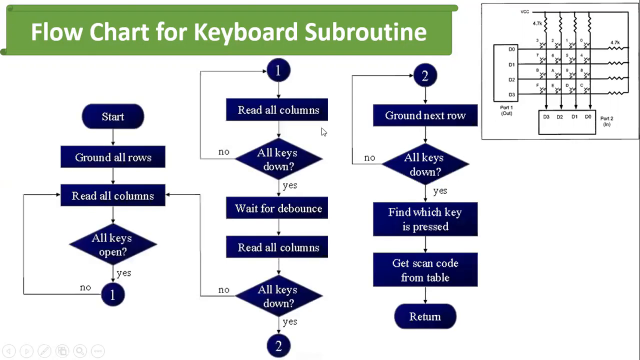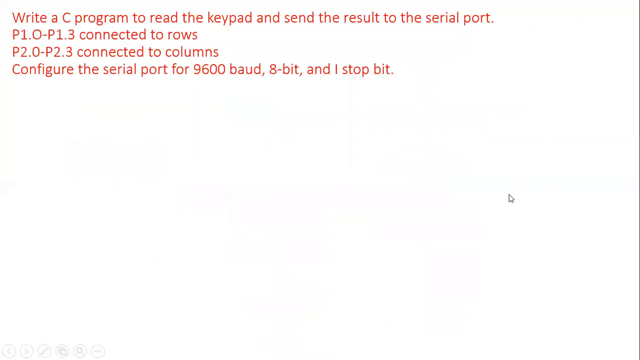Okay, so this is the flow chart that we already discussed. Initially we wait for all the keys to be released, and next we read the column, and if any key press is detected, then we wait for the debounce delay. Once this is done, we go for grounding each bit of a row and find out which key is pressed, and get the corresponding key code from the lookup table, isn't it? Okay, very good. So now we'll move on to writing a C program.